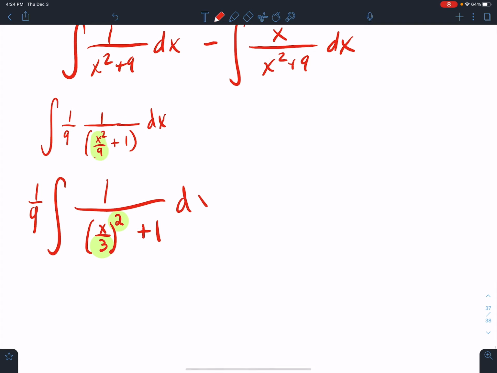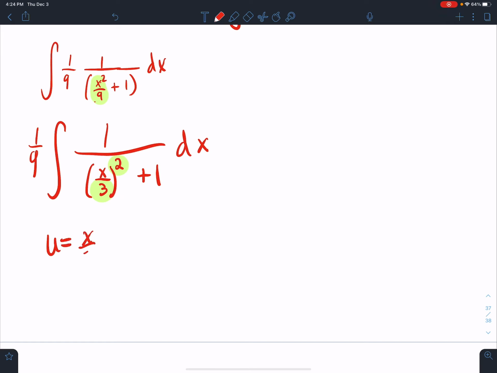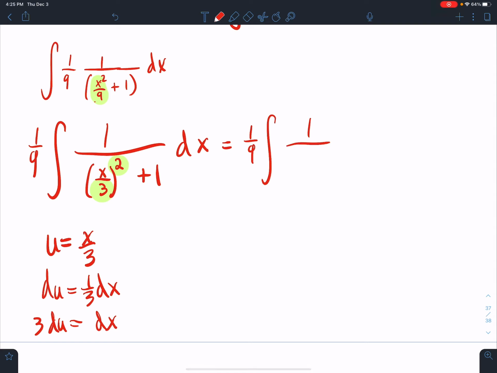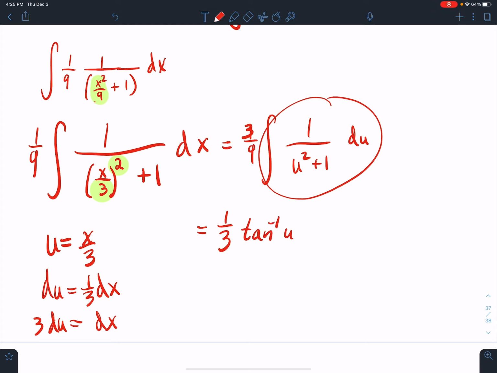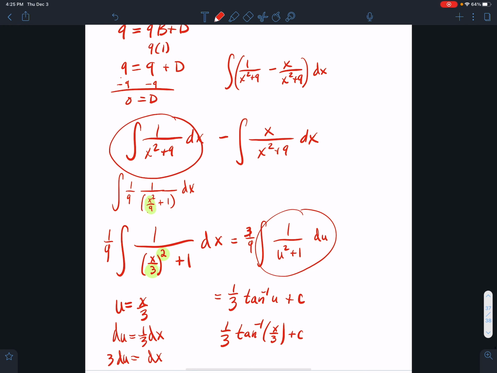Okay? So now I can make a u substitution. u equals x over 3. du is 1/3 dx, so dx is equal to 3 du. So this becomes 1/9 integral 1 over u squared plus 1, and then 3 du. The 3 can come out front, and 3 over 9 is 1/3. The integral here, this is the rule, tangent inverse u plus c. And so it's 1/3 arctangent of x over 3 plus c for this first part. Okay, so we got the first part done. Check. Now let's do the second part.